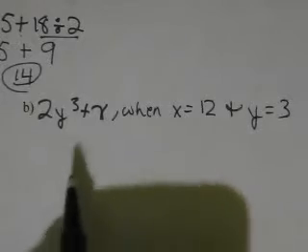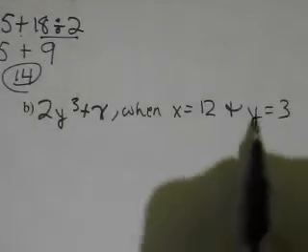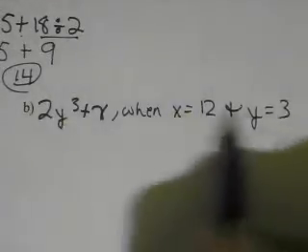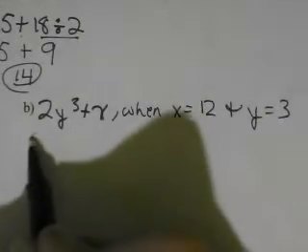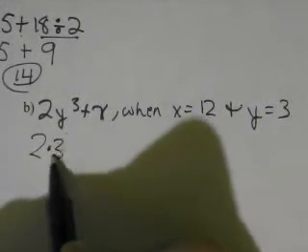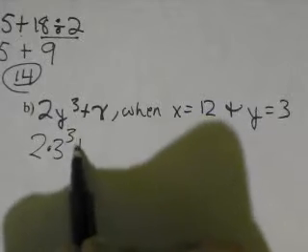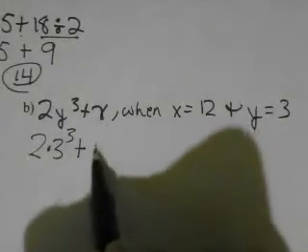Alright, so hopefully you had a chance to try this problem on your own. So let's work through this. All the y's we see, we're going to plug in 3. So 2 times 3 to the third power plus x equals 12.